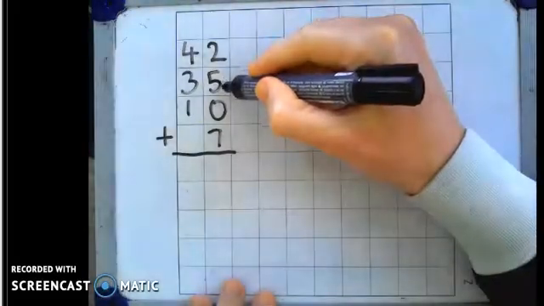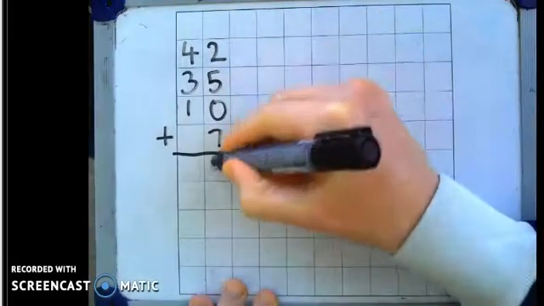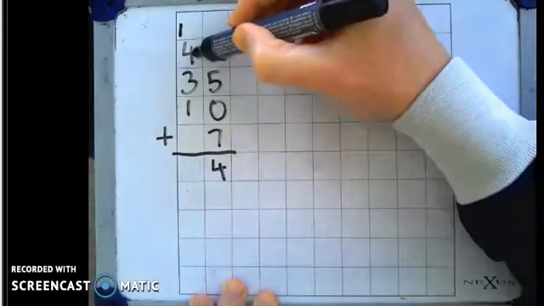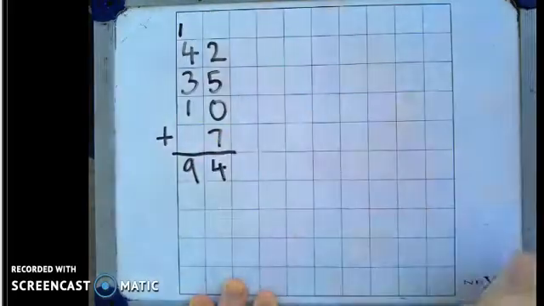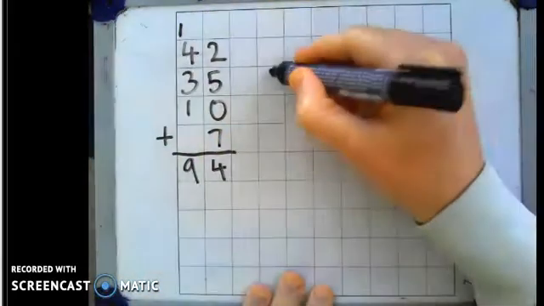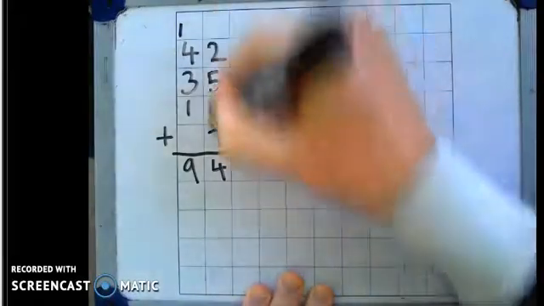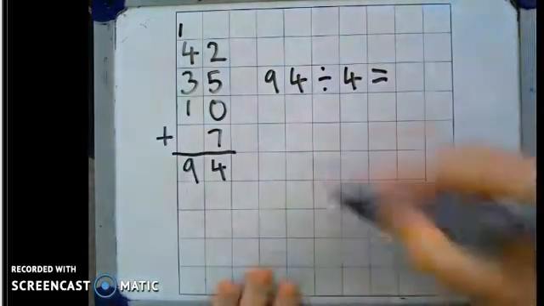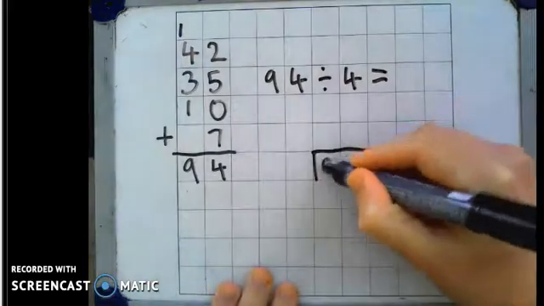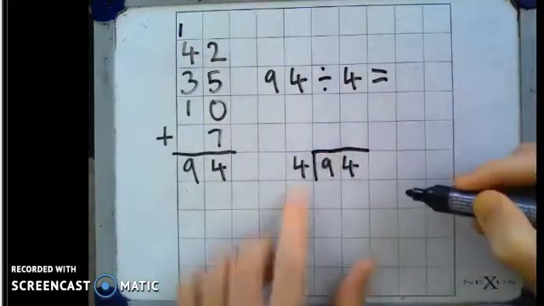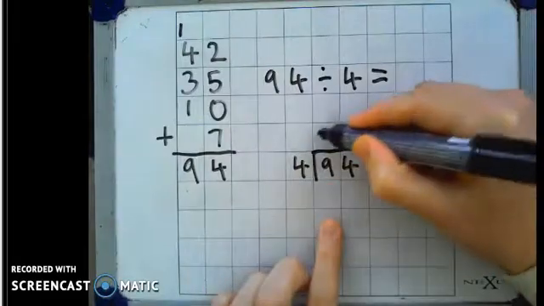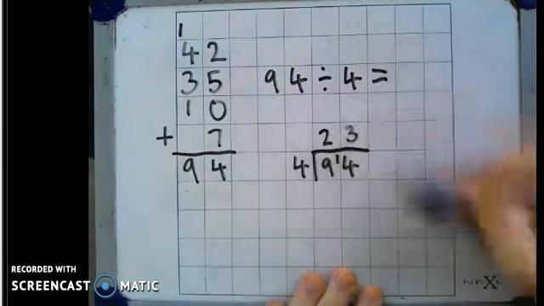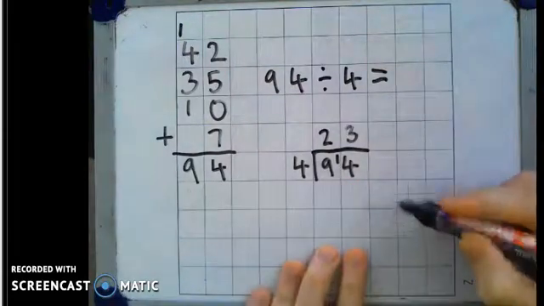2 plus 5 is 7, plus 7 is 14. 1 plus 3 is 4, plus 4 is 8, plus 1 is 9. So there's our total, that's step 1. Now we need to divide the total by the amount of numbers we've just added together, and that is 4. Let's just use our short division algorithm. 4s into 9 twice with 1 left over. 4s into 14 3 times with a remainder of 2.